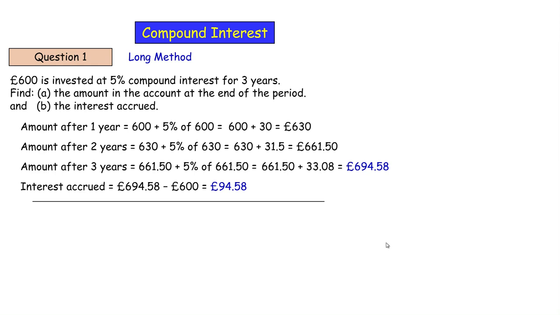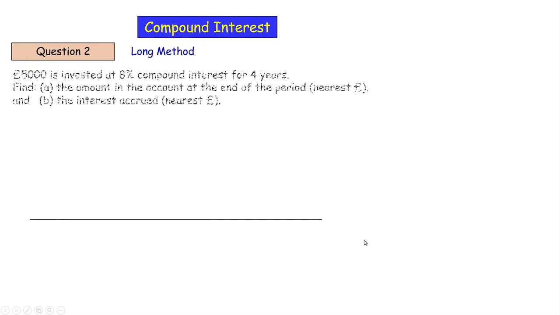Okay, so moving on, I've got another question for you. This time I've got £5,000. I've got to invest it at 8% for 4 years. So what I want you to do is hit pause, work it out for me, and when you're ready to look at the solution, hit play again.